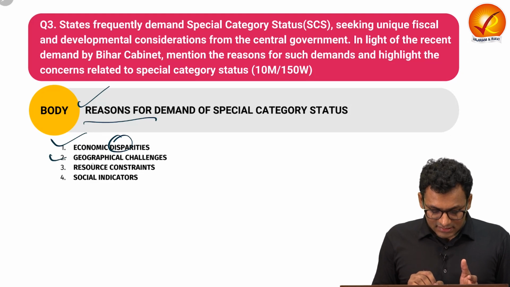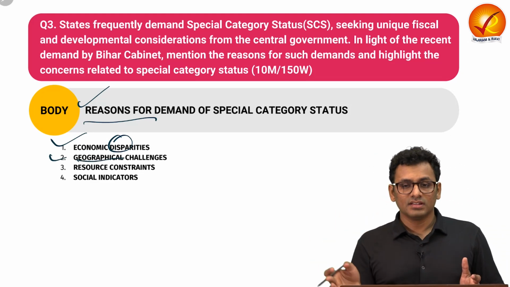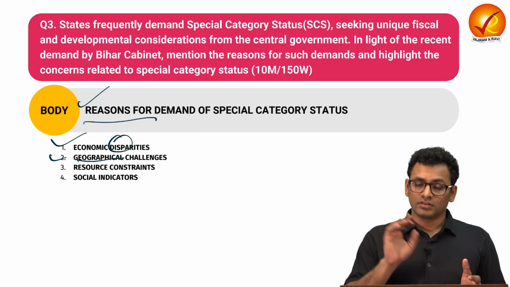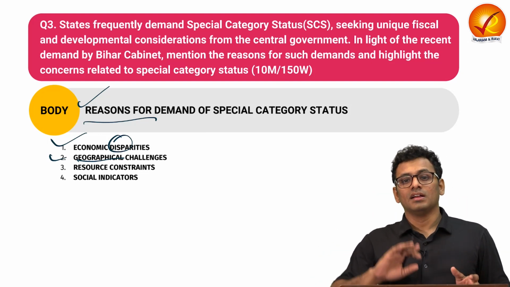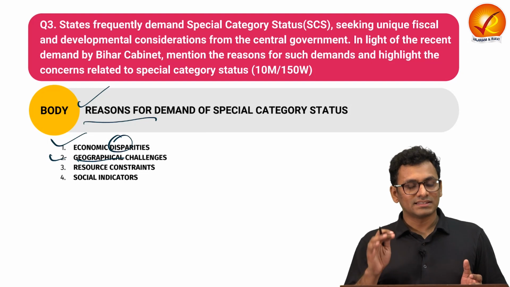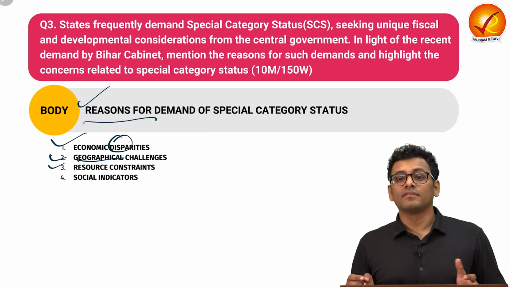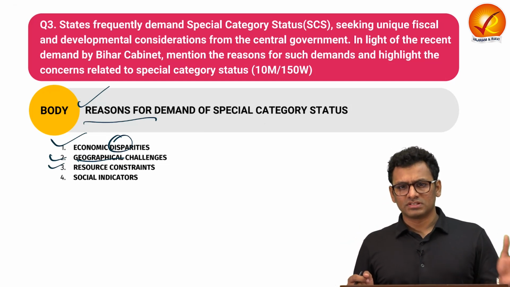Next is geographical challenges. Now we have seen certain hilly regions in the northeast face logistical challenges because of the geography, and for the same they need certain special provisions to ensure the holistic development of that region is catered to. The third is resource constraint. Not all the states have the privilege of natural resources or human resources, etc.